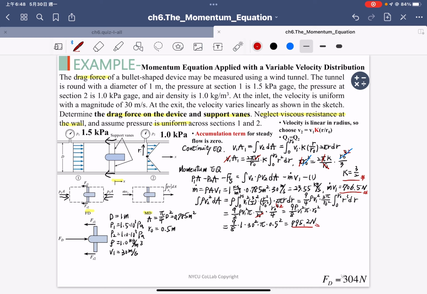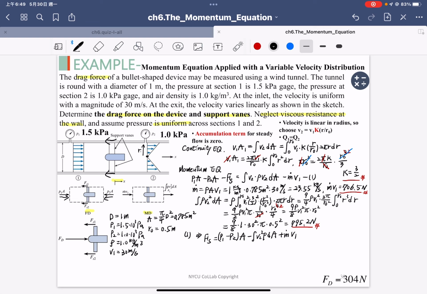Okay, so finally we still need to deal with the problem with the force. So we go back to see equation 1. So the support force in here will equal to P1 minus P2 multiplied by the area. Okay, and then minus the integration of velocity, the outflow momentum, plus the mass flow rate times V1.